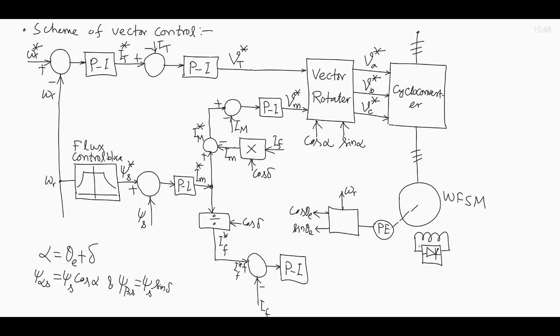So, you have a thyristor converter for field supply of the synchronous motor, and this PI controller gives the control for the field converter control circuit. So this is the scheme of the vector control, synchronous motor vector control.